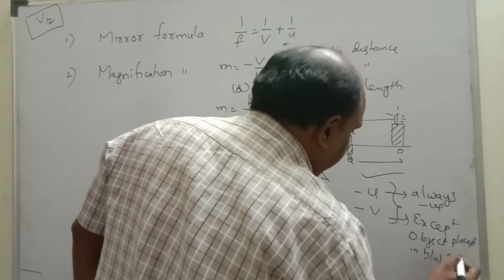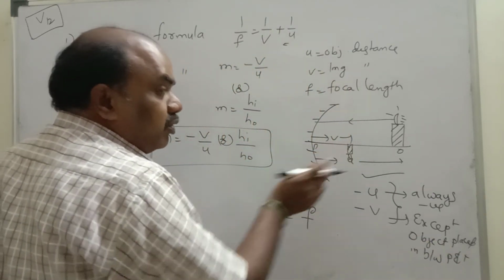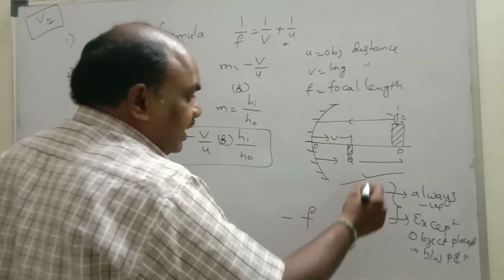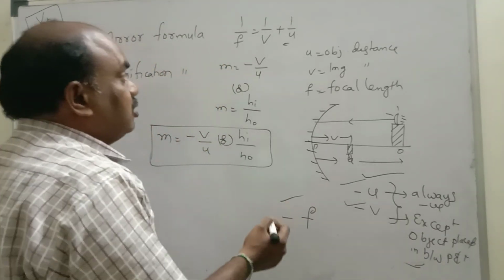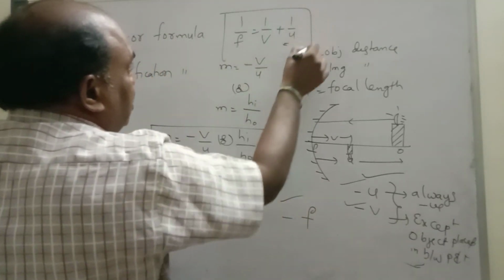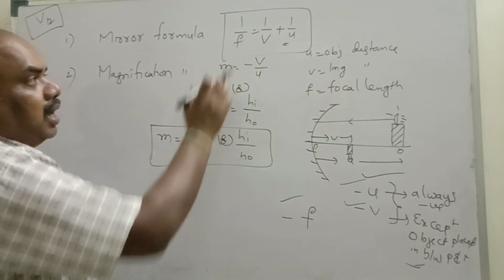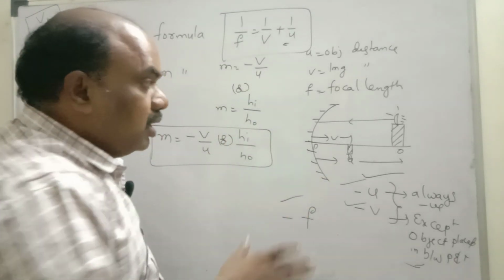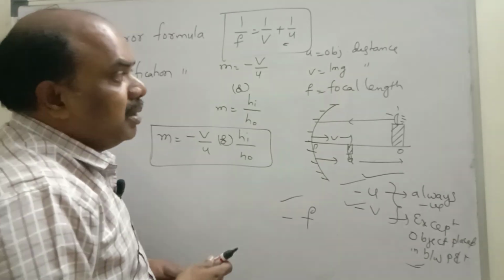Focal length is also always negative. Why? Because focal length does not change. Measuring from the pole, compare with the parallel incident ray. U is negative, V is almost always negative, except in one case, when the object is placed between pole and focus. Focal length is also negative. So if you substitute all these values, you will get the mirror formula, the F value, V value, U value. Magnification also follows the same rules, the same principles you have to apply. We will see in problems.